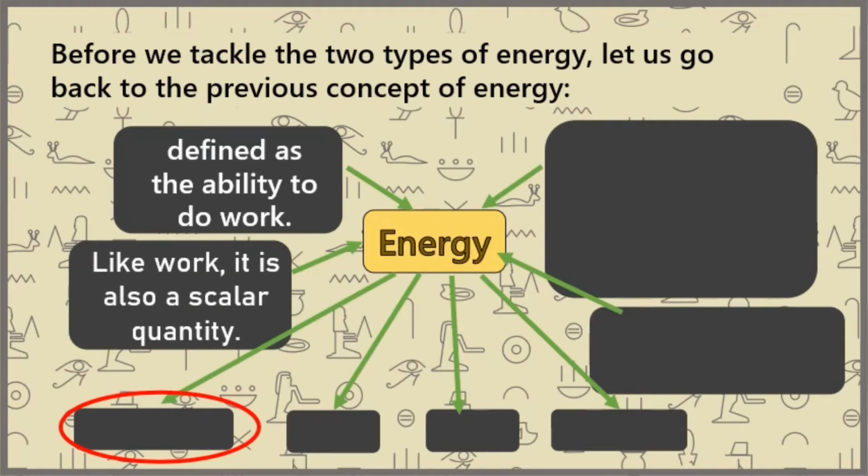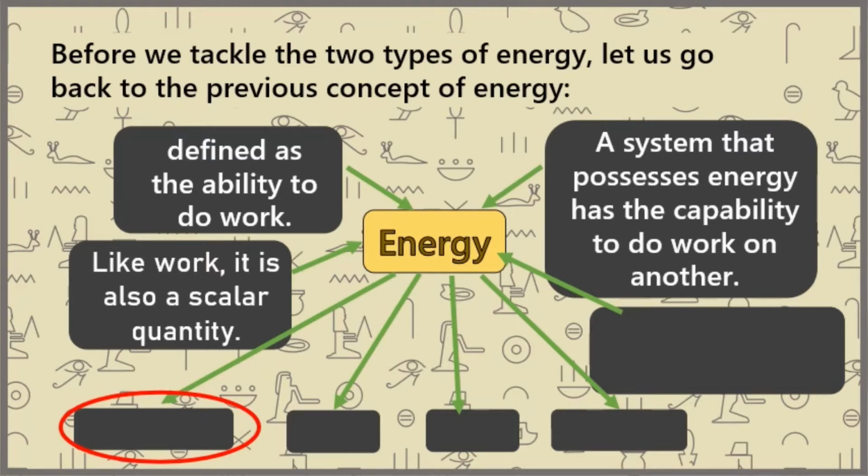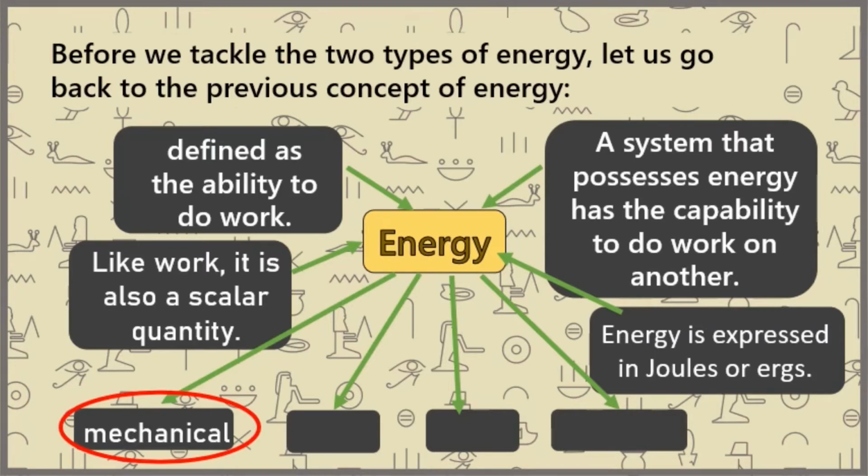Like work, it is also a scalar quantity. Another one is, a system that possesses energy has the capability to do work on another. And energy is expressed in joules or ergs. So there are also different forms of energy. We have mechanical, heat, light, and chemical. So as you can see in the encircled word, we are going to focus on mechanical energy.